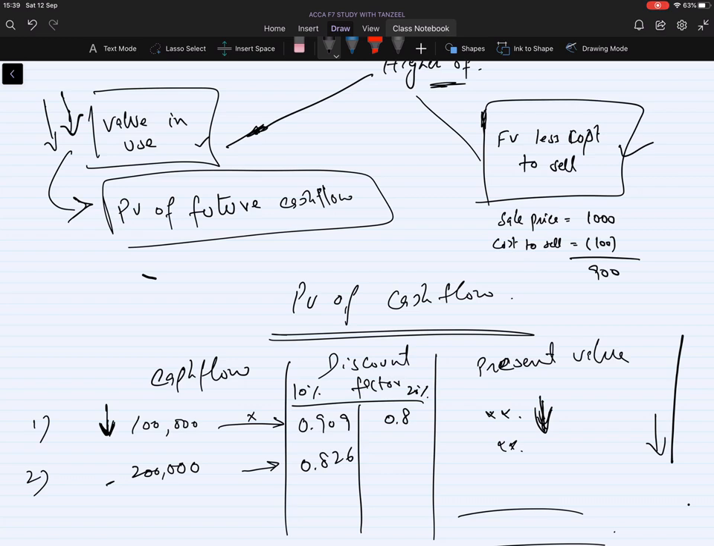Okay. If I increase cash flows, it will increase my present value. And if present value goes up, the value in use will go up. Or the discount factor, suppose the discount factor is 10, if I increase the discount factor, my present value will go down because it will affect my present value.